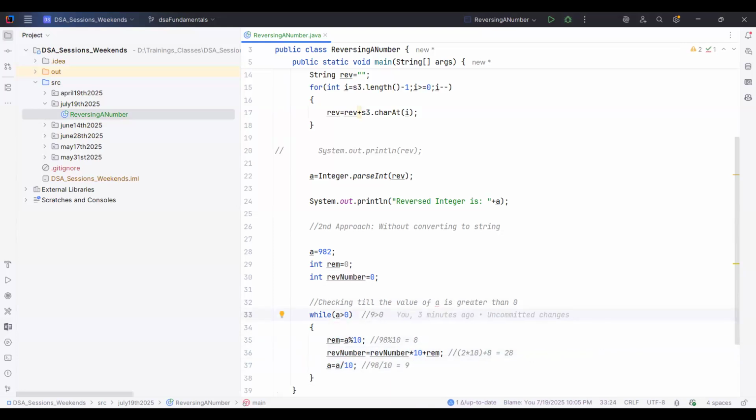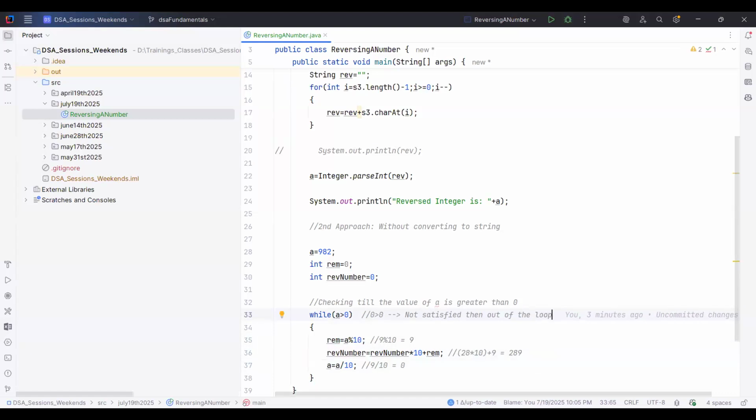Then again I'll say, is 9 greater than 0? What is 9 modulus 10? 9 modulus 10 is 9. Then 28 into 10 plus 9 is 289. What is 9 divided by 10? It's literally 0. Is 0 greater than 0? Not satisfied. Then we are out of the loop.